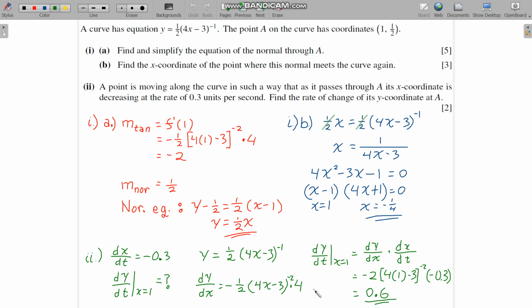So we know the y and we know the y prime. We can use dy/dt equals dy/dx times dx/dt. The y prime, or dy/dx, is this guy here, minus 1/2 times 4 is minus 2. So minus 2 times (4x minus 3) all to the power of minus 2. The dx/dt is minus 0.3. We plug in x equals 1, of course, and we get the final answer.